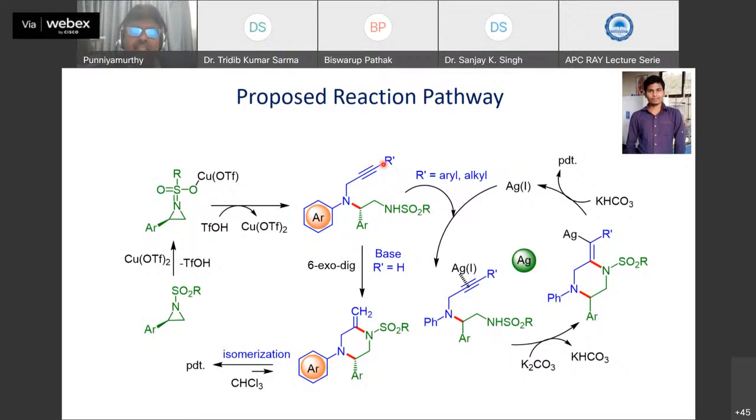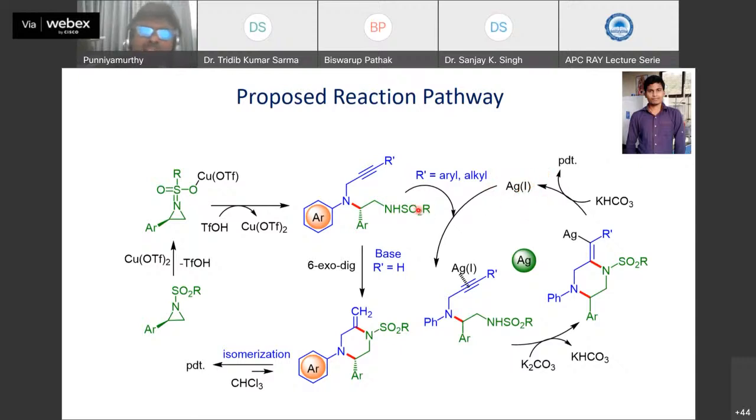And in case R prime is aryl or alkyl, then you have to add the silver triflate and potassium carbonate combination. The silver triflate, as you know, can make chelation with a carbon-carbon triple bond. Activation takes place. The potassium carbonate can deprotonate, then it undergoes an addition reaction here, as shown. You will be able to form this one. Further, you have the potassium bicarbonate. This can now react to give the product, where you generate the silver salt.